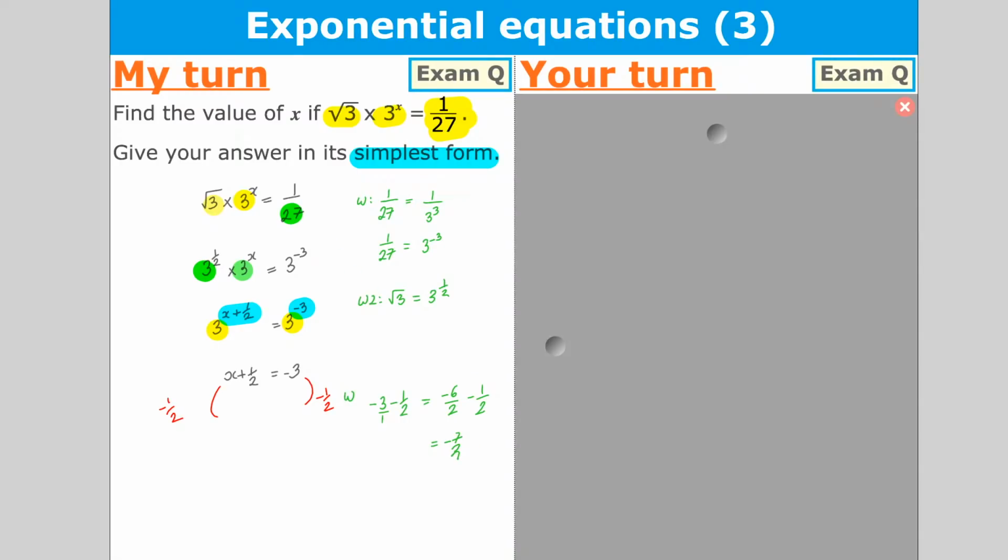So therefore, my final answer was x is equal to negative 7 over 2, giving my answer as an improper fraction. You would be allowed negative 3.5, but I always leave it as an improper fraction.